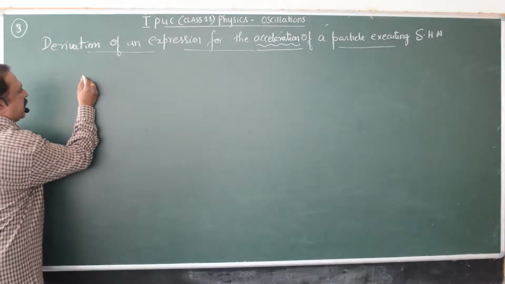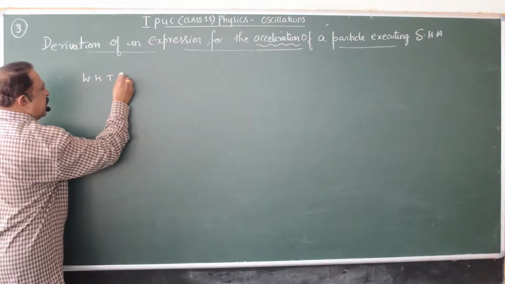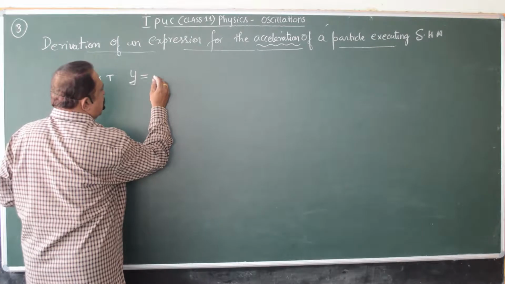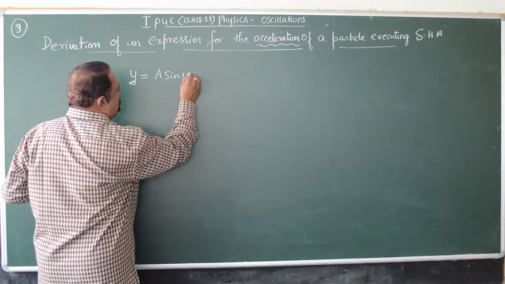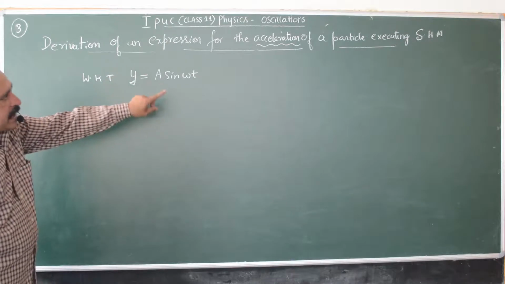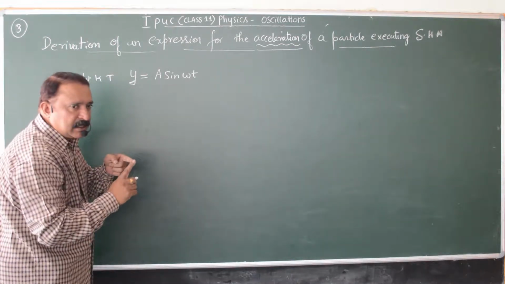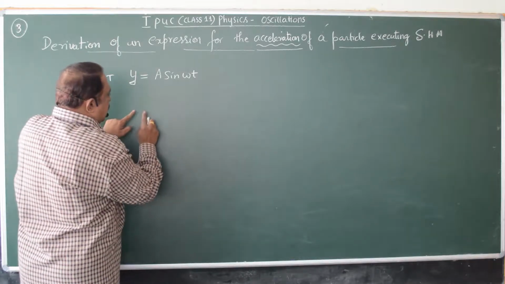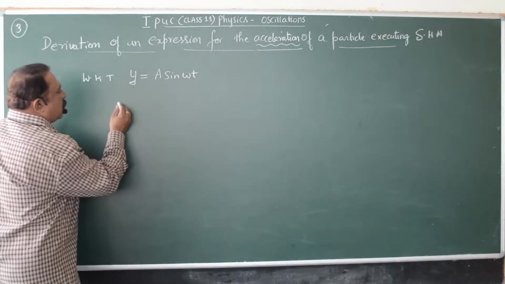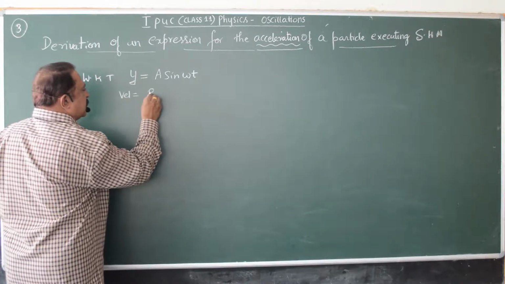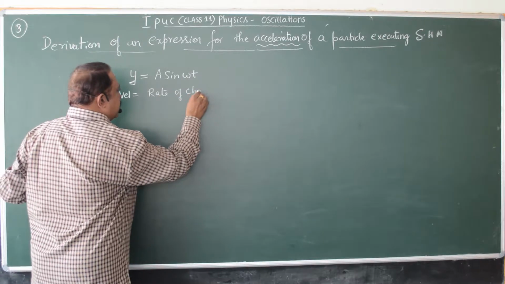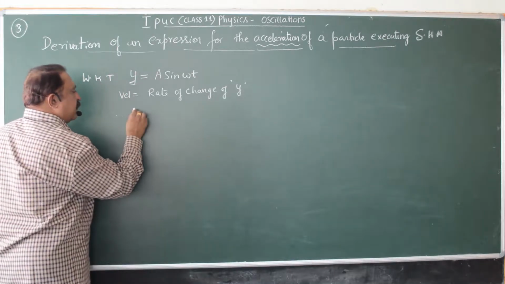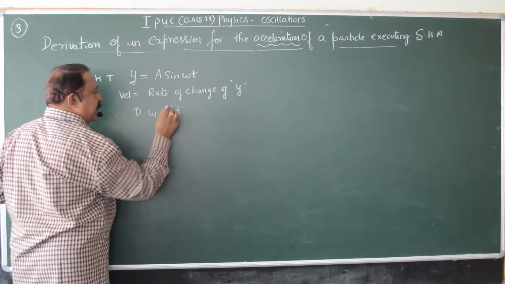Let's begin with the displacement equation. We know that the displacement equation of a particle executing simple harmonic motion is y equals a sine omega t. If I want acceleration, and you know that acceleration is rate of change of velocity, so first I go for velocity and then for acceleration. Now, how to go for velocity? Velocity is rate of change of y, that is displacement. Therefore, differentiating with respect to t, where t is time.